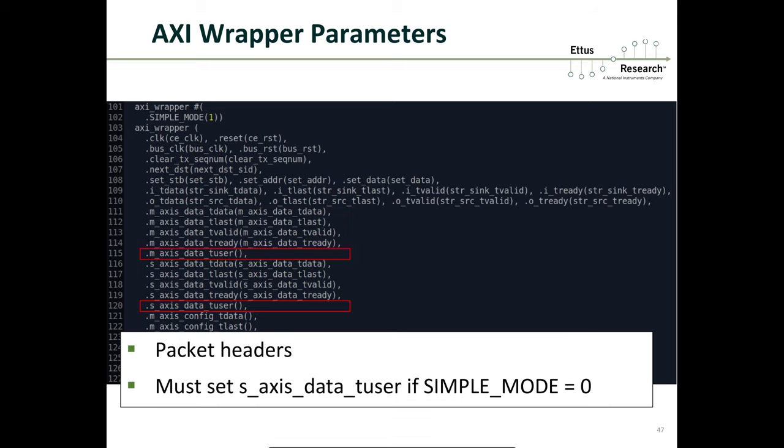Next, we have the TUser signals. That's the packet headers that, for instance, the M-axis data TUser is the packet header for the CHDR data packet that came in to your block. It's just reflected on there in case you want to use it for some reason. You may if you're, say, manually forming your own packet headers. And S-axis data TUser, that's a signal that you'll provide your packet header to AxiWrapper in the case that you can't use simple mode.